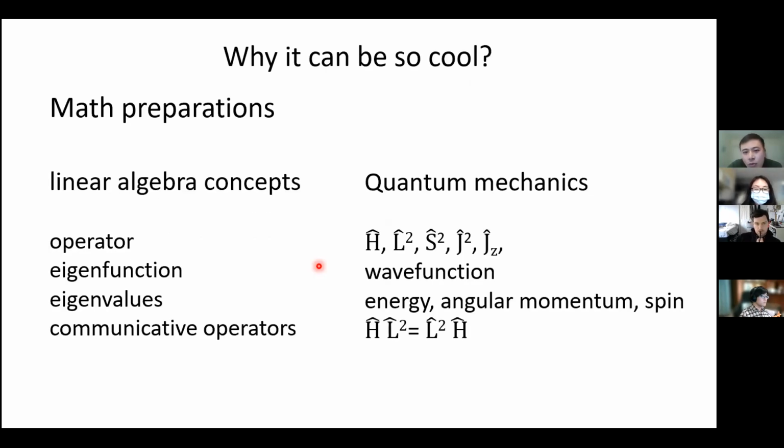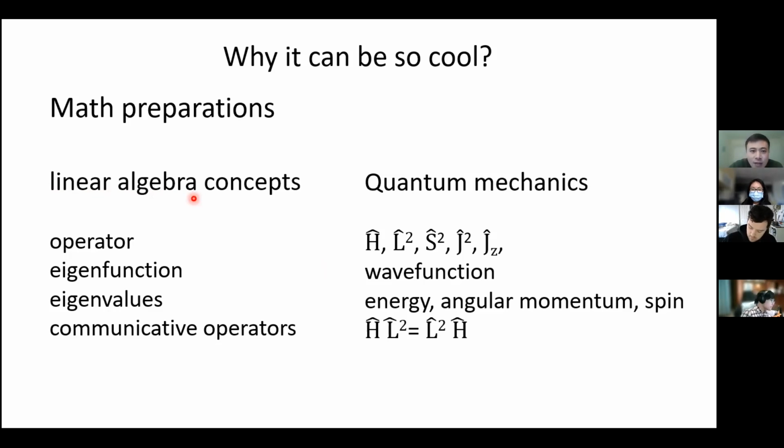But before we do more discussion, I also want to explain a little bit about why it can be so cool, right? And also important, why it's so useful. And here, I still want to emphasize the importance of linear algebra. So I already talked about its importance, I think, in one of the previous lectures. And I think I said that basically quantum mechanics is all about linear algebra.